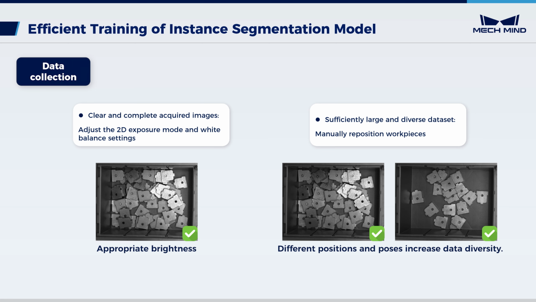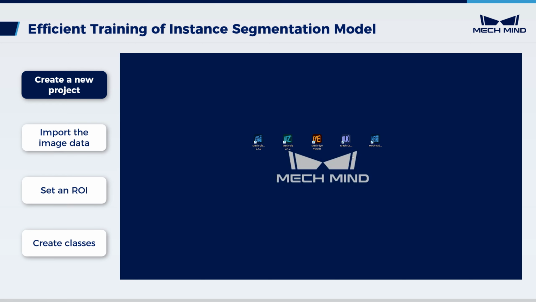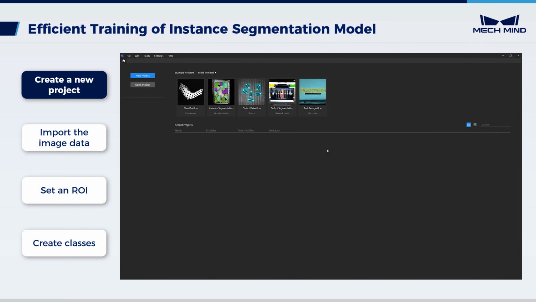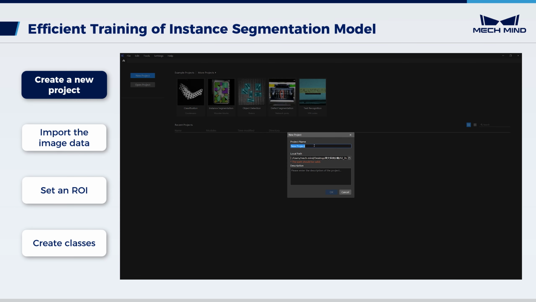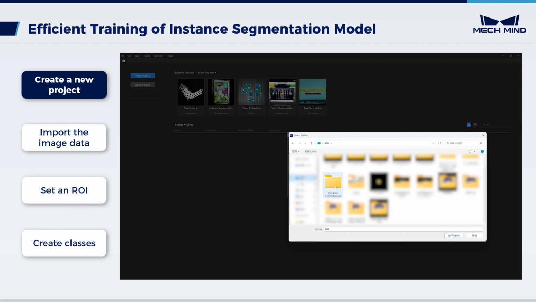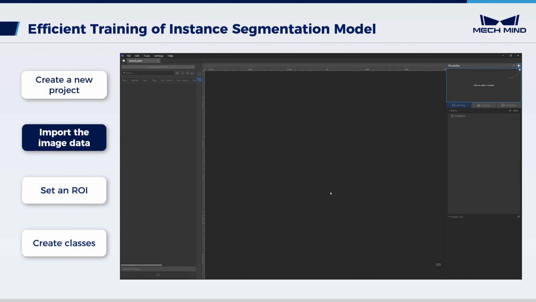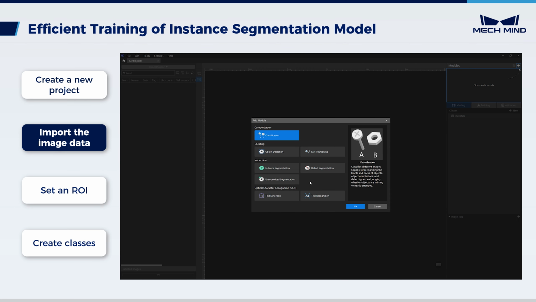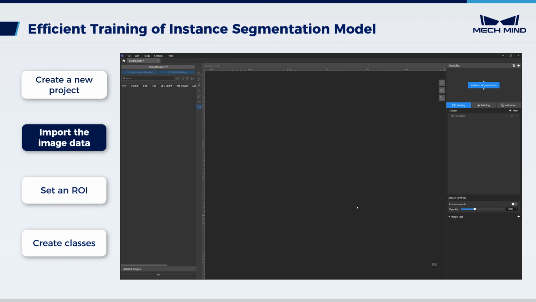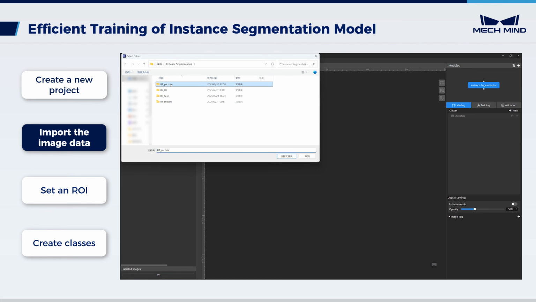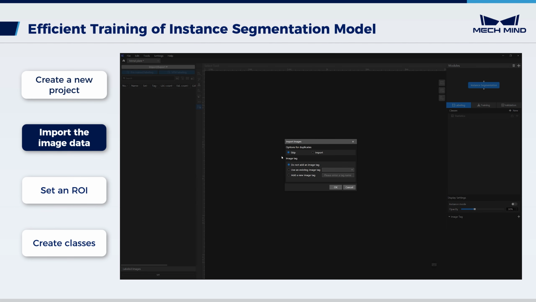Next, proceed to the data processing. Open Mech-DLK. Create a new project. Select the Save path. After entering the project interface, add the Instance Segmentation module. Then, import the image data. Here, select Import folder. This folder contains the previously selected high-quality data.